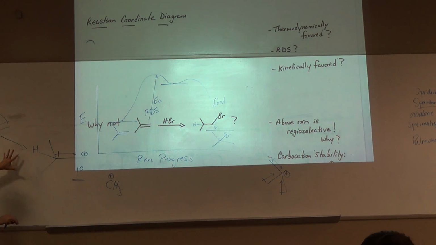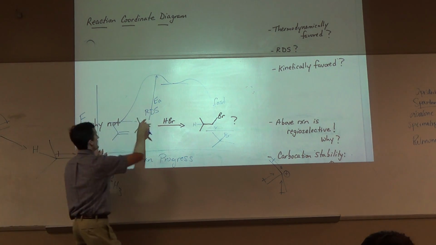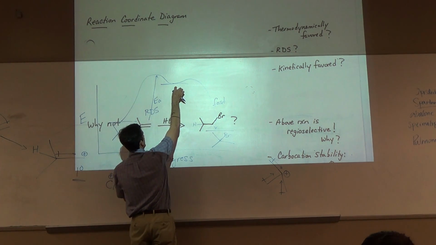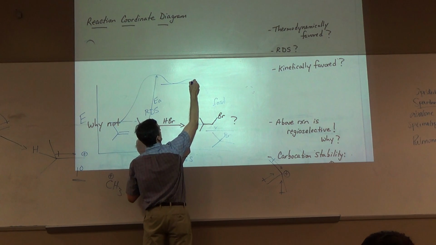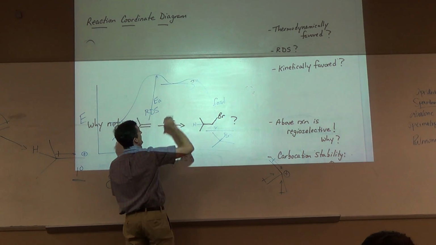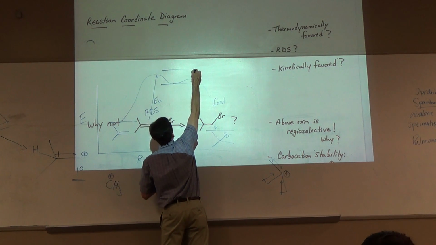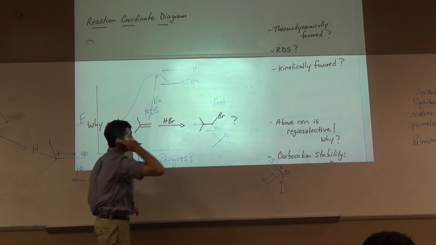So if we plotted this same reaction here, where would we put the intermediate compared to, that's the tertiary one. How can we put that there? Where would we put the primary one? It would be higher, right? Okay.